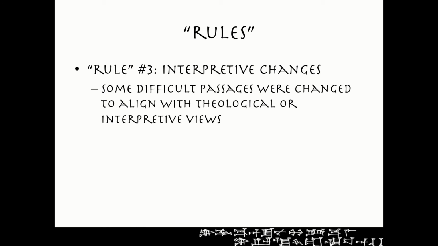Rule number 3, and there are others, but I'll stick with these 3 because they're pretty popular, and I think kind of lay out the points well: interpretive changes that were applied to the text. So there are some difficult passages, and those were changed to align with more common or applicable theological interpretive views of the scribe. If there was something that had a theological difficulty for the scribe, or an interpretive problem when he was thinking about another text, he might make a small change so that text would align with his theological interpretive view.